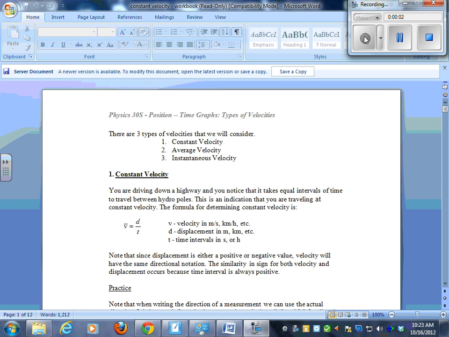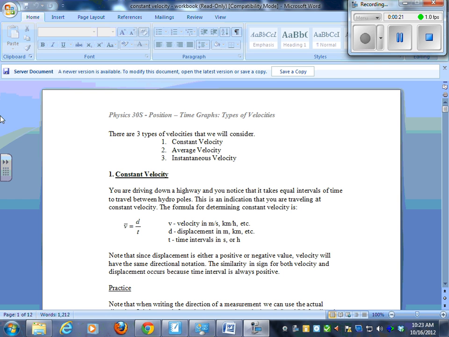Okay, so we completed constant velocity. We did some work with v bar equals d over t. We solved those equations. We learned about scientific notation a little bit, or reviewed it, I guess you could say. Well, let's move now to section number 2, average velocity.